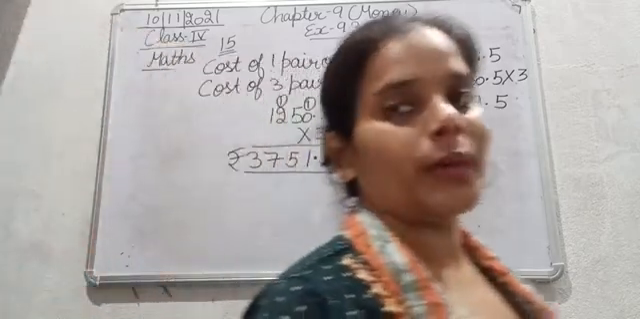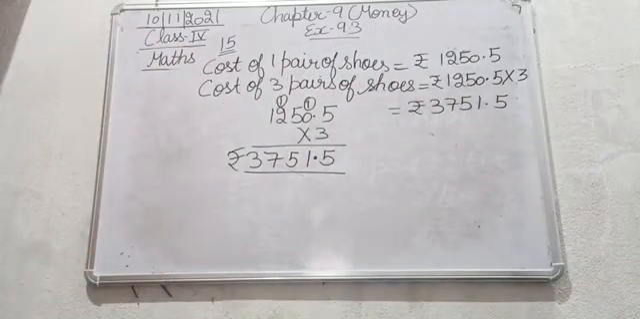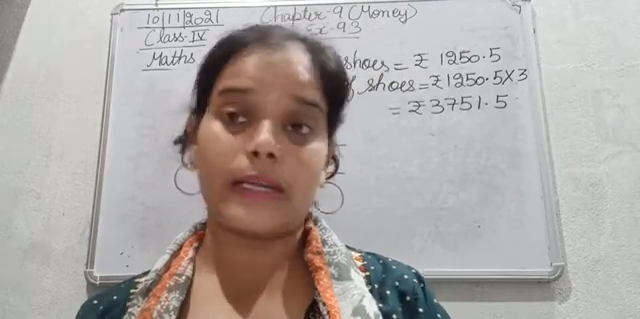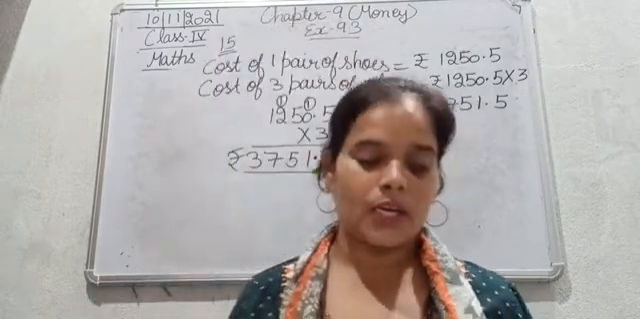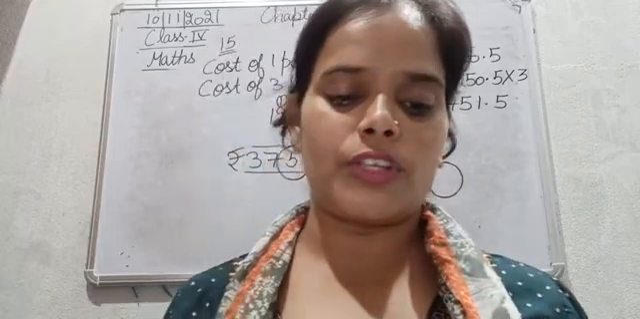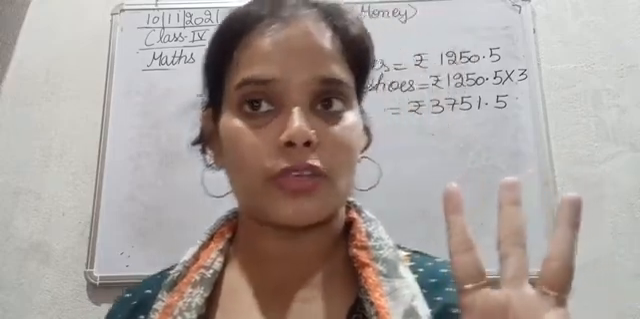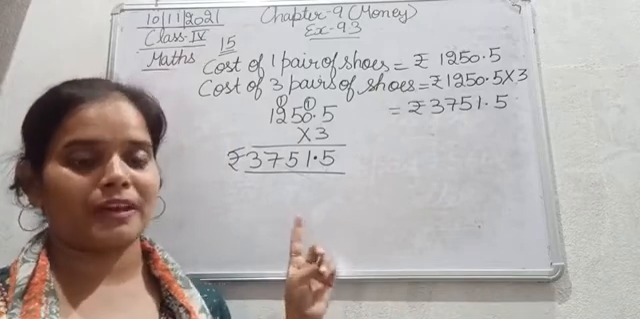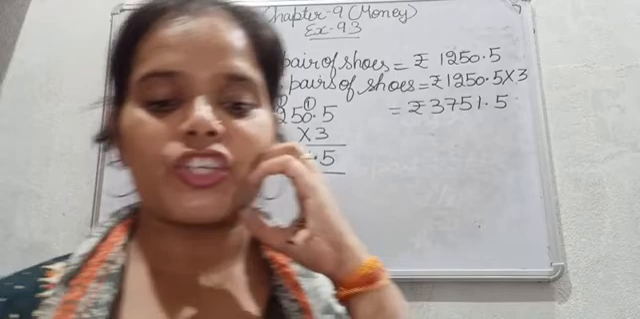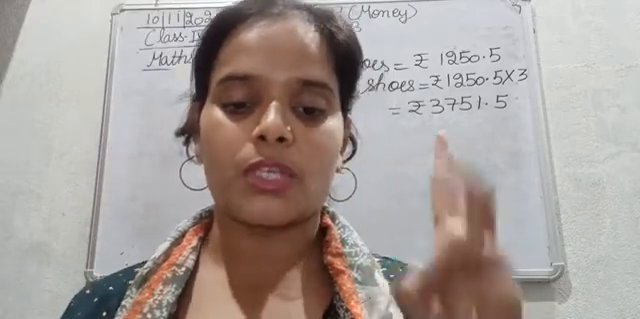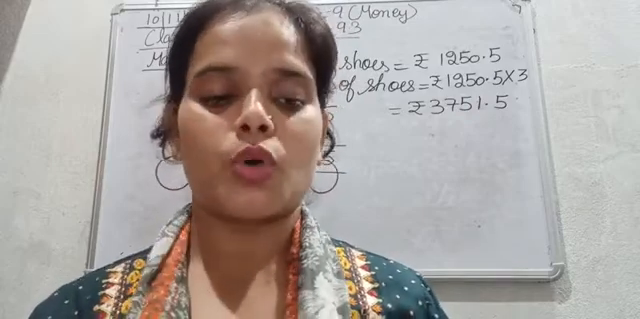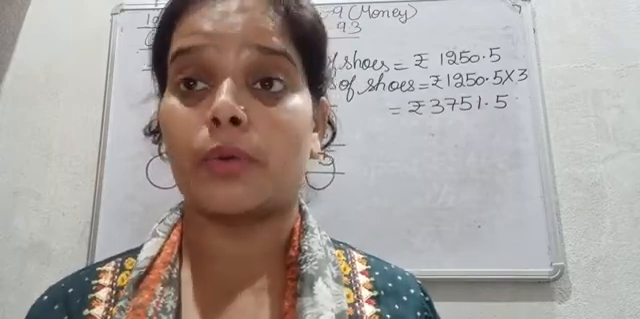Now, the question is a little bit changed from the previous one. Rajni bought 3 pairs of shoes. So that means she is going to pay 3,751 rupees and 5 paisa for that. But she has given one 2,000 rupee note and two 500 rupee notes to the shopkeeper Khushbu. So how much more money does she need to pay her bill?